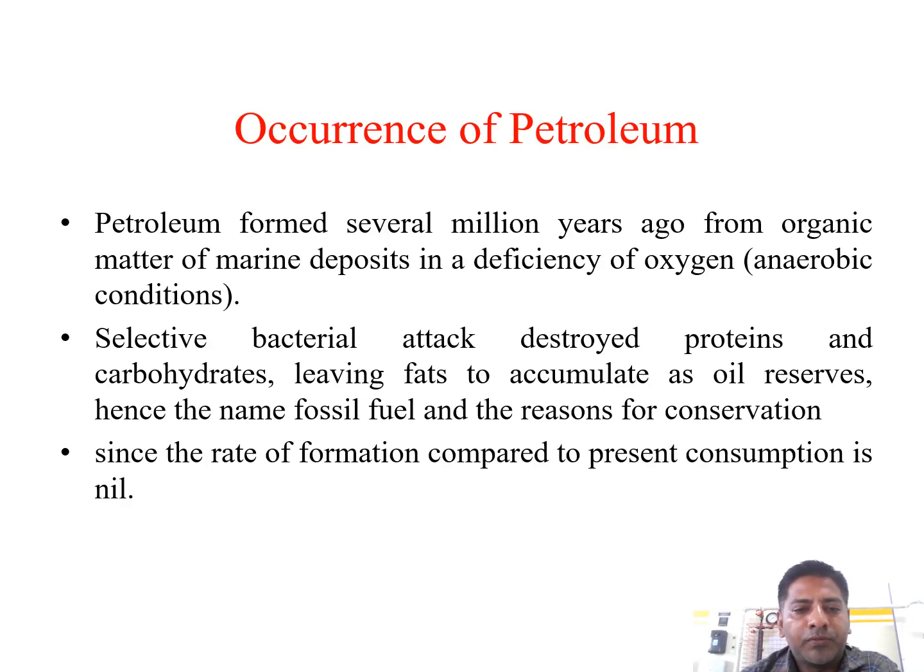Next, we see the occurrence of petroleum, from where it occurs, like fossil fuels. First of all, petroleum was formed over several billion years. It was buried under high temperatures, from organic matter of marine deposits, with a large number of fatty acids, under high temperature and deficiency of oxygen, as in anaerobic conditions. Selective bacteria transform one form to another. Bacteria attack the proteins and carbohydrates, leaving the fats to accumulate. Fats of all types, such as animal fats, buried with other matter, became the oil resource. Hence the name fossil fuels, and the reason for conservation is that the rate of formation compared to present consumption is nil.